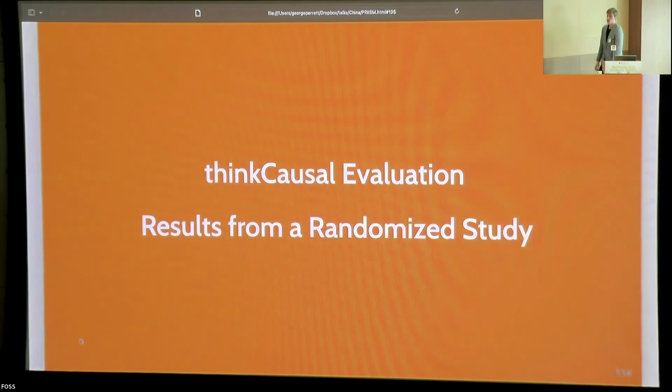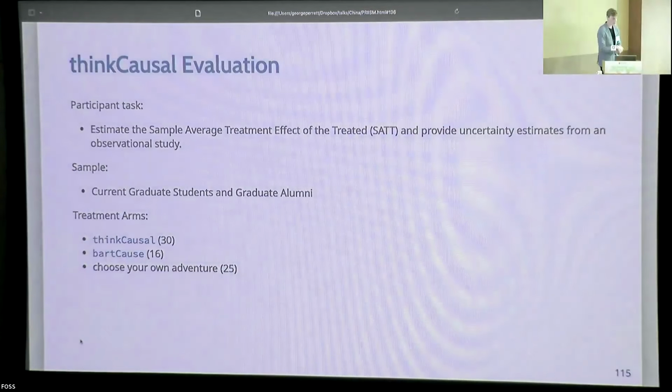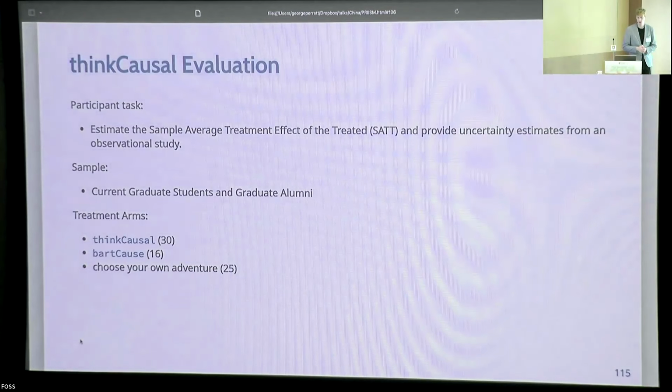And so we wanted to evaluate how this actually works among students and researchers who would be working in such a context. So we ran a randomized study, basically comparing Think Causal, BART cause, which is the R implementation of the models I've been talking about, and a condition where people could just choose what to do. So as I said, students would come into our lab. I say students because most of them were current PhD students or master's students. Some were also alumni.